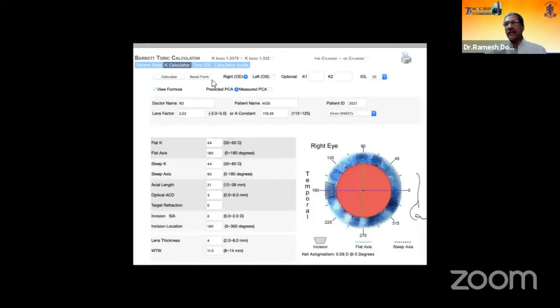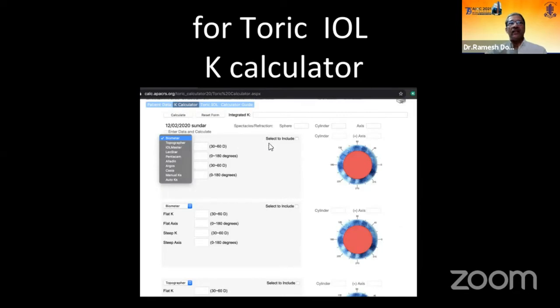Barrett's formula, like Dr. Atik and previous speakers, including Dr. Arul mentioned, gives you the option of using the predicted posterior corneal astigmatism or the measured posterior corneal astigmatism. Use the predicted posterior corneal astigmatism for all virgin eyes. It also helps you to calculate the integrated K value. Integrated K value is slightly better than using the K from any one instrument.